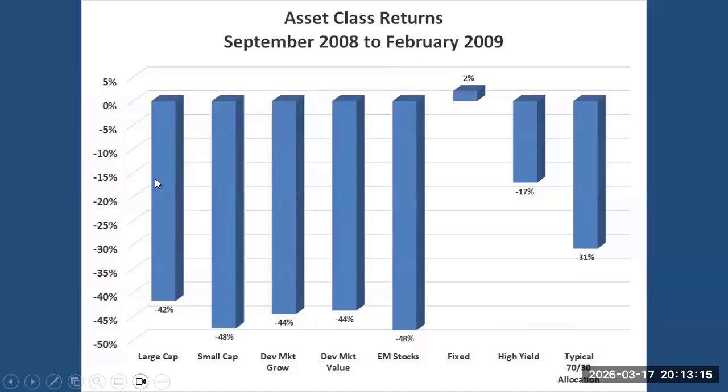And here's what happened in 2009. Everything was down pretty dramatically. We'll talk about bonds. I'm going to have a video I want y'all to watch. We'll probably watch it in class because it's not very long.